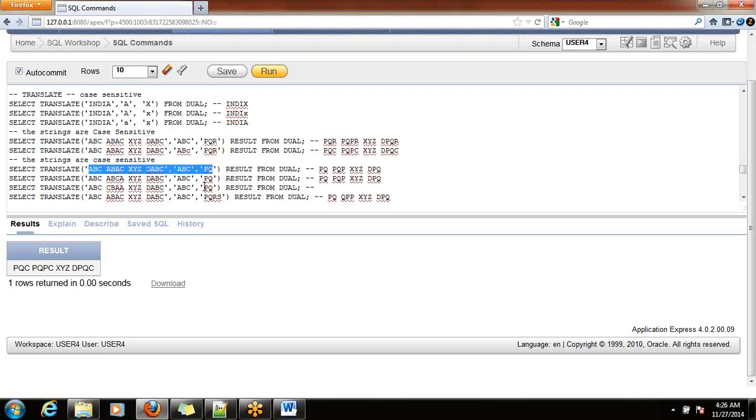Look there. ABC, I gave three characters, but I am trying to translate to two characters only. Observe carefully. So ABC is being represented by PQ. A becomes P, B becomes Q, and there is no C.